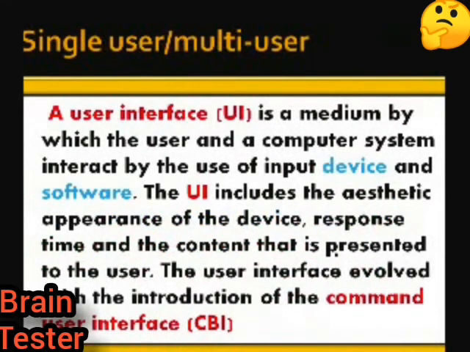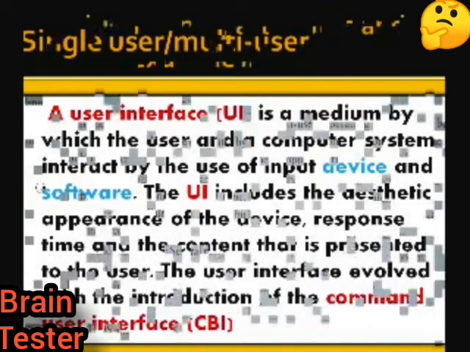Next is single user and multi-user. A user interface, or UI, is a medium by which the user and the computer system interact by the use of input devices and software. The UI includes the aesthetic appearance of the device, response time, and the content that is presented to the user.